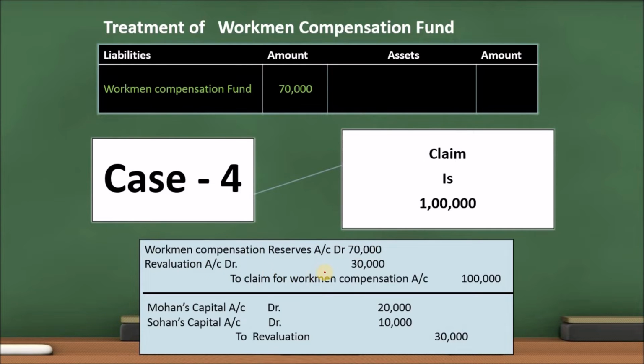The loss of 30,000 will transfer to the revaluation account debit side, and the liability which will be there in our new balance sheet will be 1 lakh. If there is an increase in liability, it is credited. Now this revaluation loss will be distributed among old partners in old ratios. A loss of 30,000 will lead to a decrease in the capital of old partners Mohan and Sohan. So Mohan's capital account debit 20,000, Sohan's capital account debit 10,000, to revaluation 30,000. So please remember there are 2 entries which will be passed in this case.